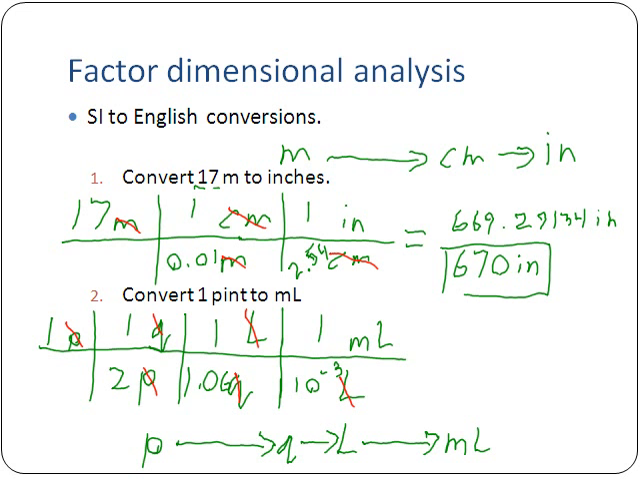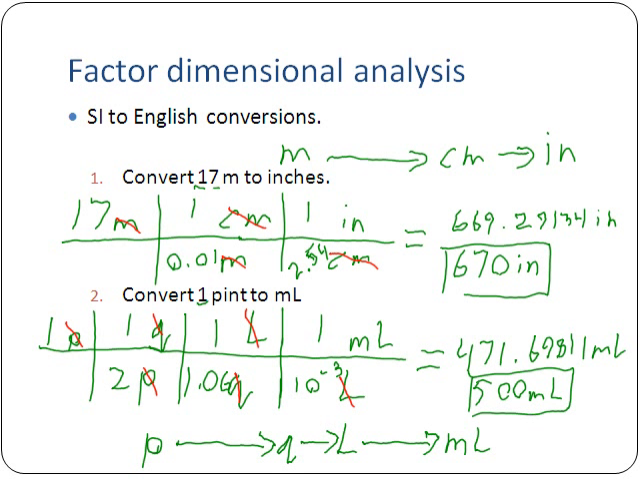So once again, take out the calculators, multiply across the top, divide by the bottom. Across the top, just 1 times 1 times 1 times 1. That's pretty straightforward. So we just want to divide by 2, divide by 1.06, and divide by 10 to the negative third power. So what I get for my unrounded answer is 471.69811 milliliters. Once again, way too precise. Our original number only had 1 significant figure, so our final answer here is going to be 500 milliliters. Just like that. So this is how you would do basic SI to English or vice versa type of conversions.